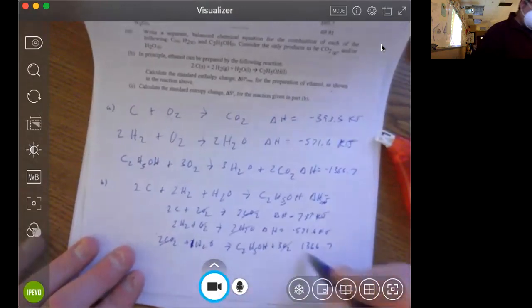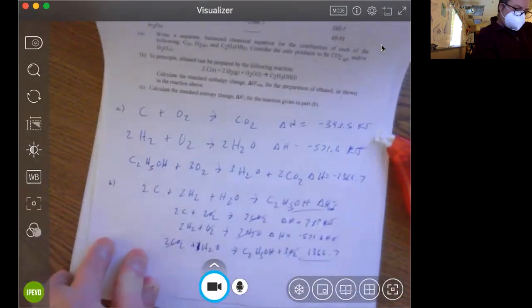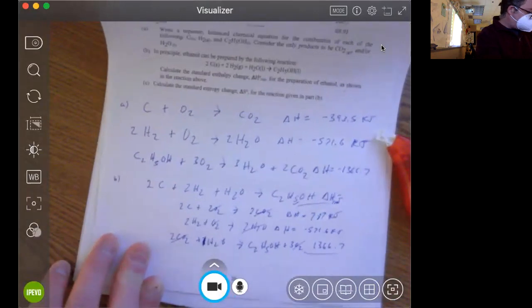So now we just need to sum these. Negative 787 plus negative 571.6 plus 1366.7. It's 7.67. Messed it up a little bit.